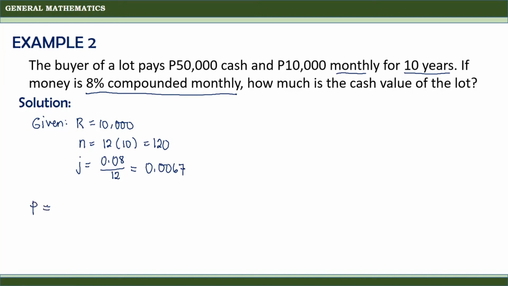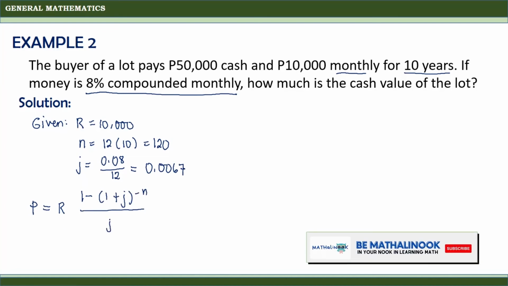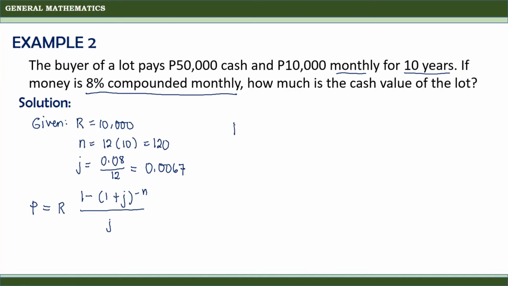Remember that for us to solve for the present value, we will be using the formula P is equal to R times 1 minus quantity 1 plus j raised to negative n all over j. Since we are now complete with our given, we just need to substitute the values of R, n, and j in our formula. Hence, we will have P is equal to 10,000 times 1 minus quantity 1 plus 0.0067 raised to negative 120 all over 0.0067.